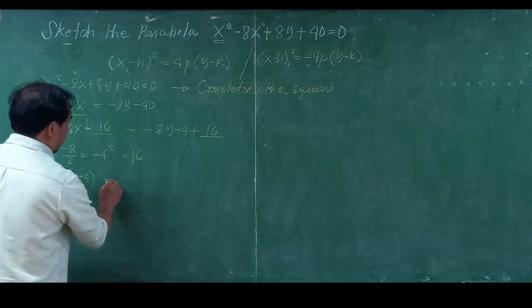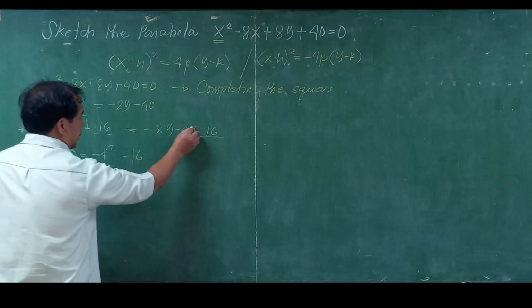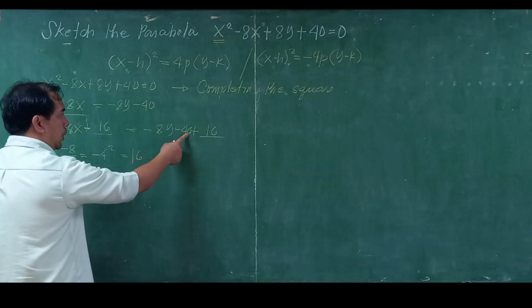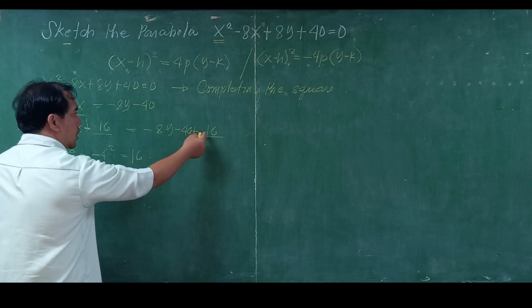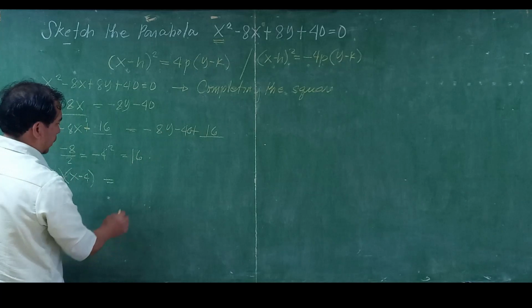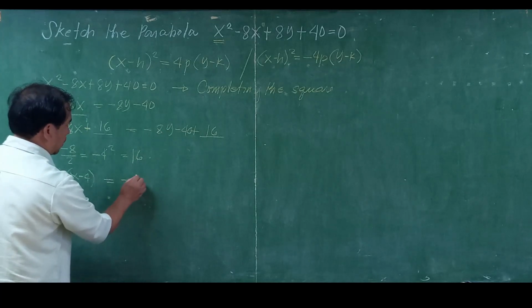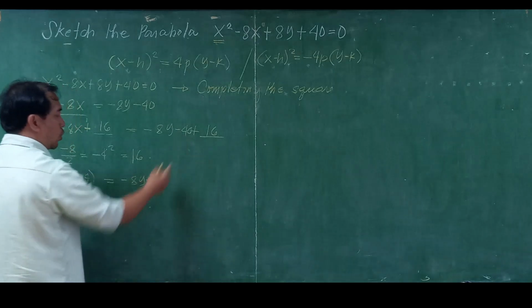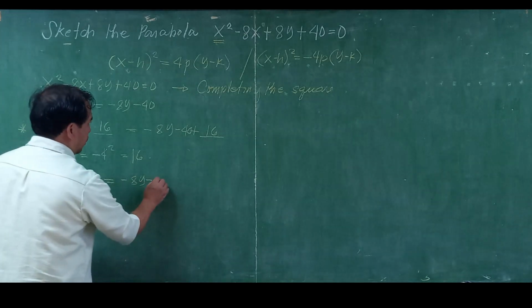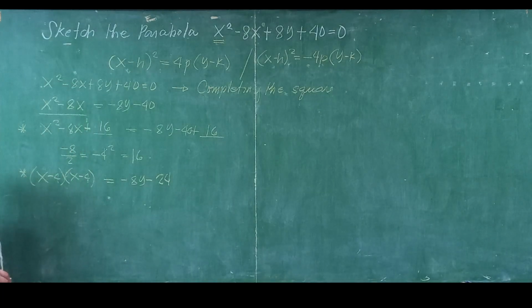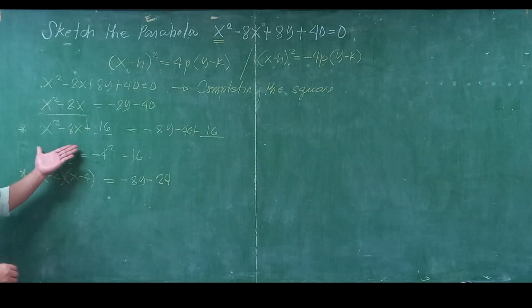Now how about the right side? Notice that this is the same as negative 40 plus 16. So the addition on the right side will give you negative 8y minus 24. Now, what is our objective in using completing the square?